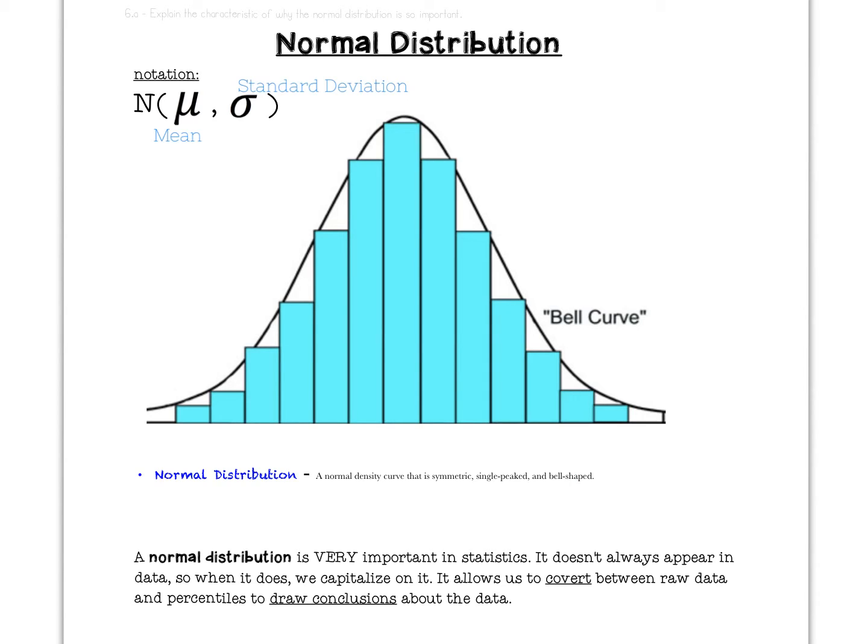The normal distribution is really important in statistics. It doesn't always happen, so when it does, we like to capitalize on it. A normal distribution allows us to convert between raw data and percentiles in order to draw conclusions about the data. If you notice, we've taken this histogram and we've given it a bell curve by drawing that roughly symmetric bell curve over it. And we've said this is a normal distribution. So we're going to look more at what that looks like and what it means, but I just need you to know it doesn't happen all the time, so when it does, we like to use it as much as possible.